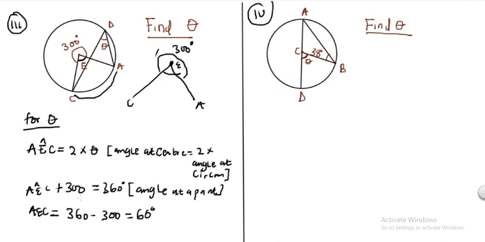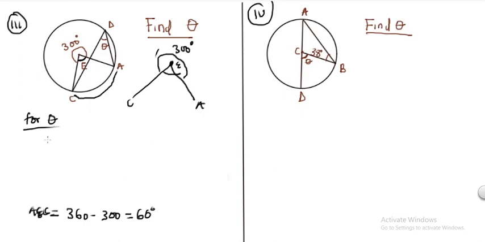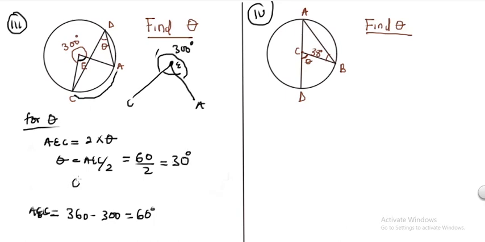Now that we know angle AEC is 60 degrees, we can use the first equation. From what we know, angle AEC is equal to 2 times theta. So using this equation, theta is equal to AEC divided by 2. We simply plug in 60 here, which means 60 divided by 2 is equal to 30 degrees. So that tells us that theta here is equal to 30 degrees. This is the value of theta.